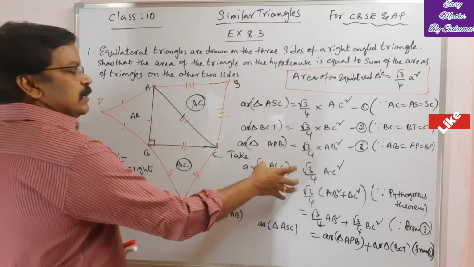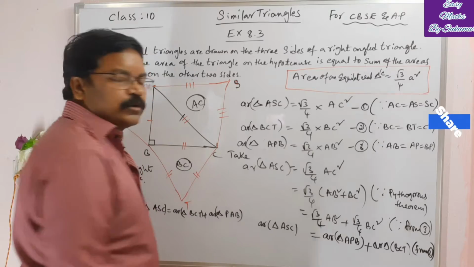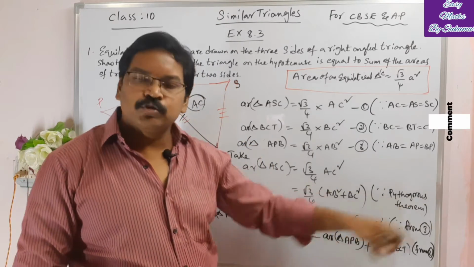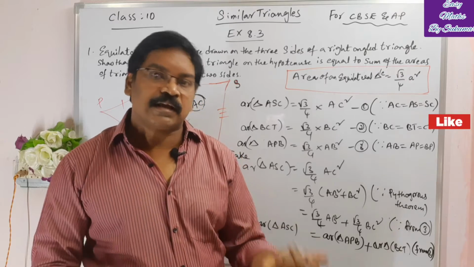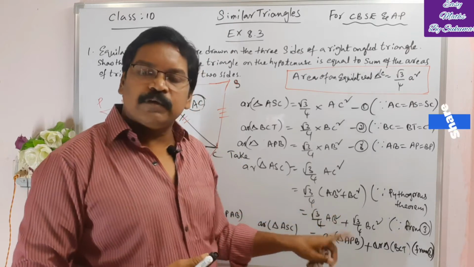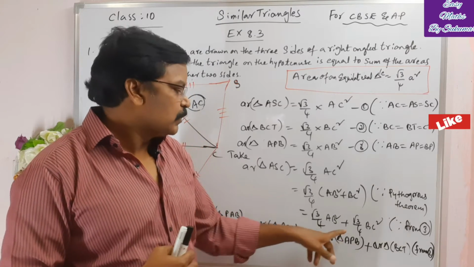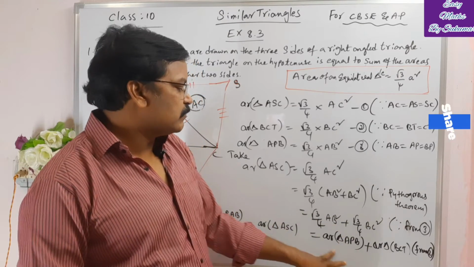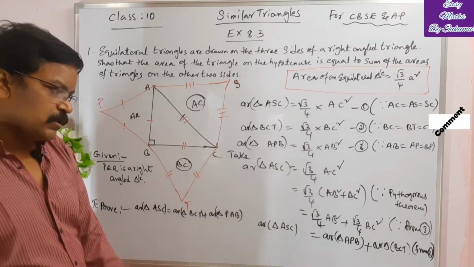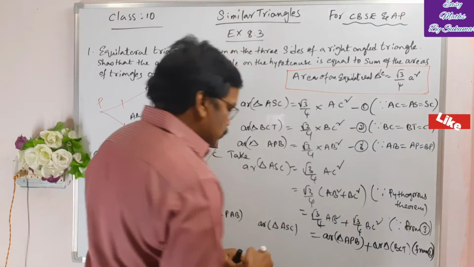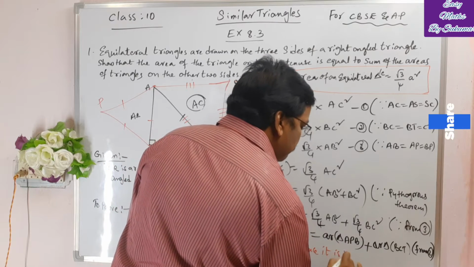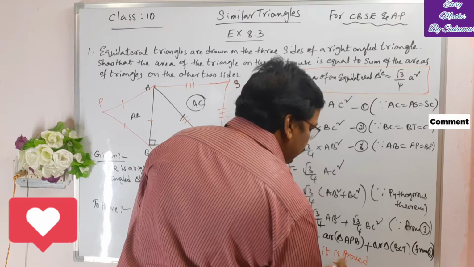So take area of triangle ASC, this is root 3 by 4 AC square. This AC square can be written as AB square plus BC square according to Pythagoras theorem, since ABC is a right angle triangle. Okay. So now we can multiply with root 3 by 4 AB square plus root 3 by 4 BC square. This is area of triangle APB plus area of triangle BCT. Okay, my dear students. So hence it is proved.